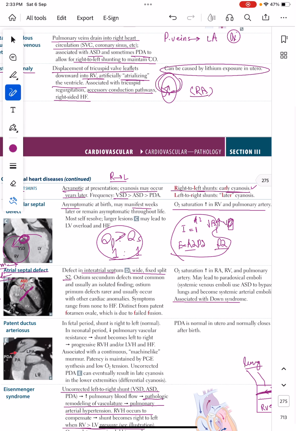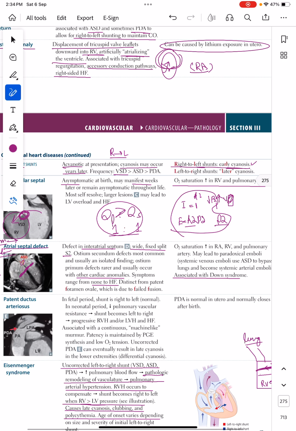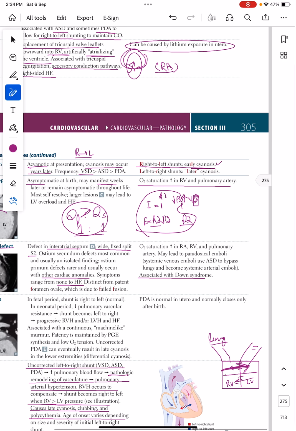Because the septum is open and the right side of the heart is getting more blood, and the pulmonic valve is taking longer to close than the aortic valve in both phases, because the blood is more on the right side in both phases. So there is a fixed wide split of S2. Ostium secundum defects are most common and usually isolated, while ostium primum defects are rarer and occur with other cardiac anomalies. The symptoms range from none to heart failure, distinct from patent foramen ovale. The patent foramen ovale is a different thing and atrial septal defect is a different thing.